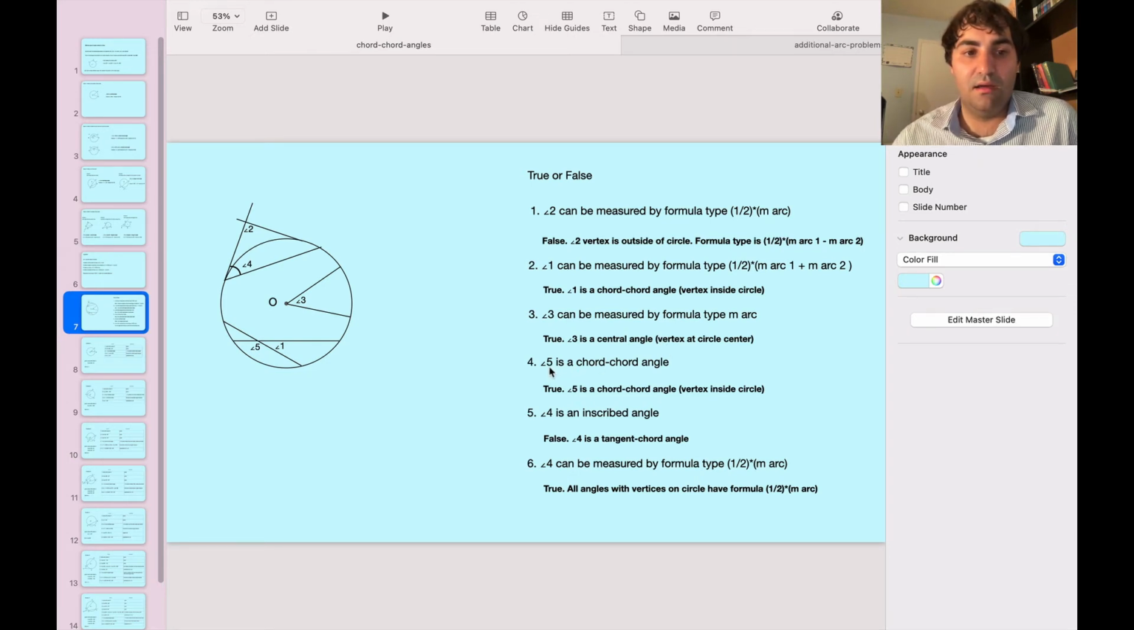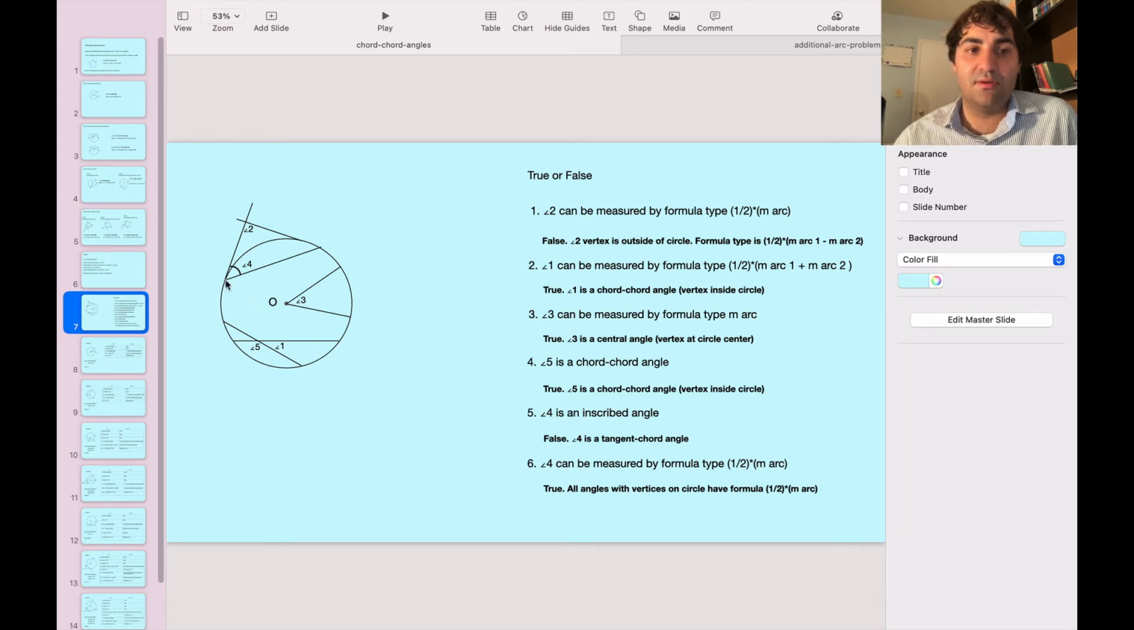Okay, angle 5 is a chord-chord angle. This is true. The vertex is inside the circle, right? And the sides are chords, right? So we've seen that more than one type of angle could be a chord-chord angle, right? So this is true.